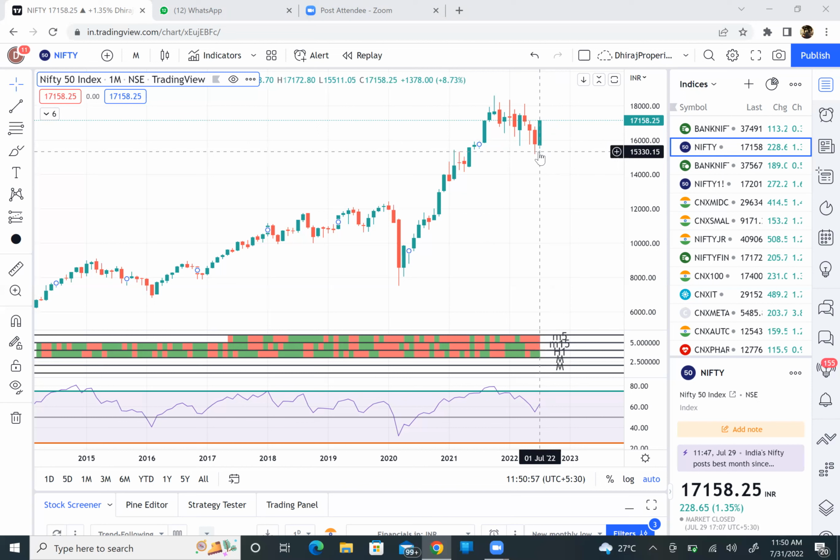Can it reverse again? Yes, it can. No, but I understand that. This is perfectly fine. I think it makes sense. Yeah. So this is the monthly time frame.